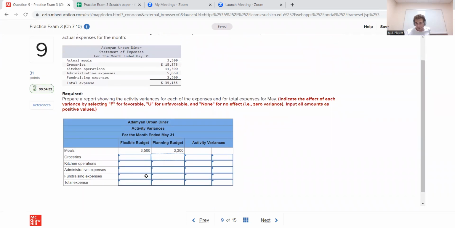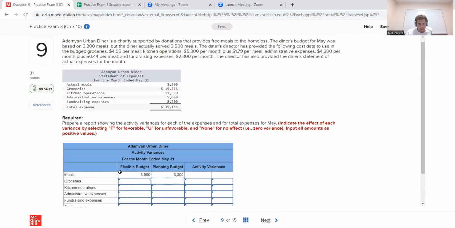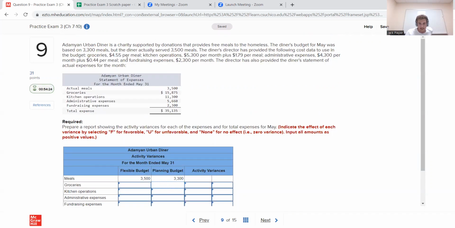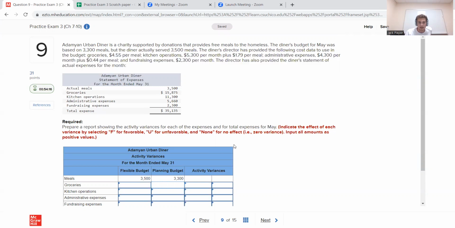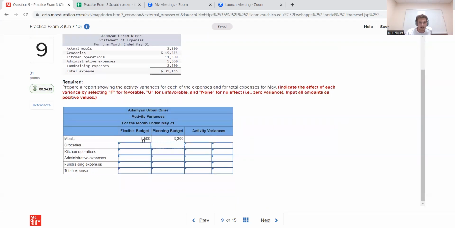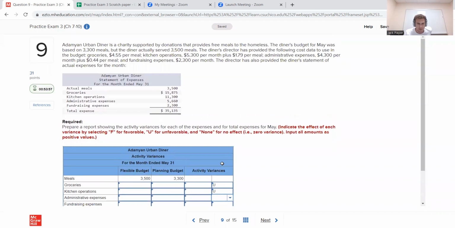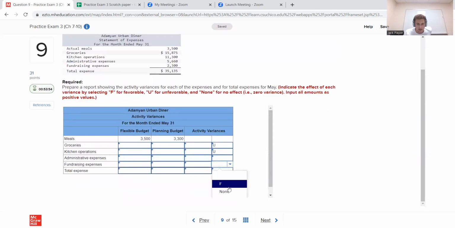This one is all expenses, right? So it's pretty easy to figure out if it's favorable or not. I'm gonna go out on a limb here, because I see a lot of per meal, which tells me that the flexible budget is going to have more expenses than the planning budget, because we've got to pay for those extra 200 sandwiches to be made. So we can tell that it's going to be an unfavorable difference as opposed to our planning budget for basically all of them, probably. The only exception would be our fixed expenses, and that would be none.